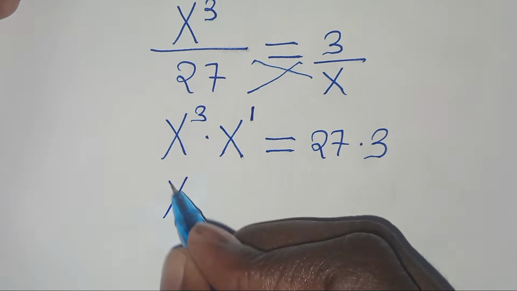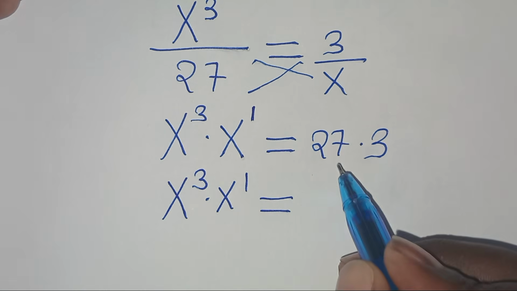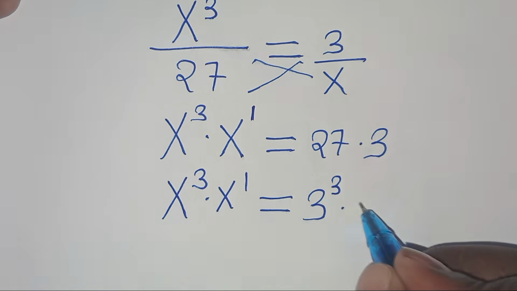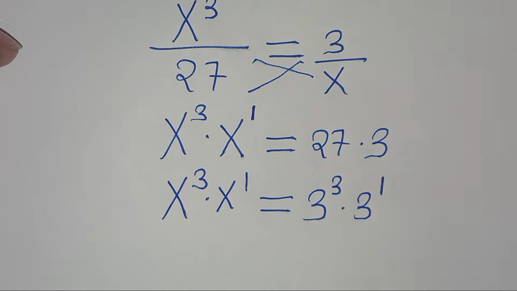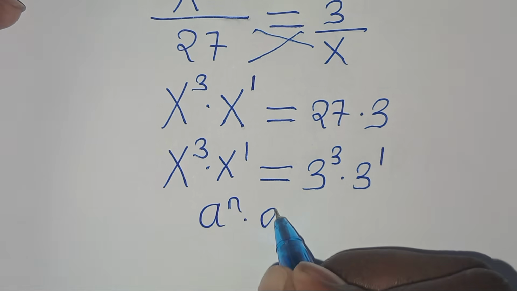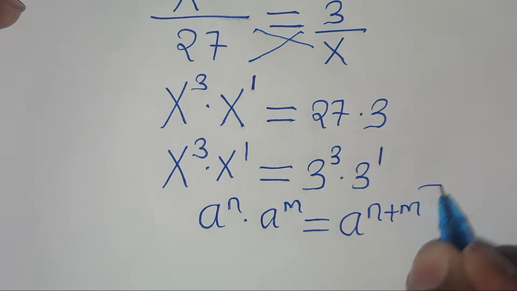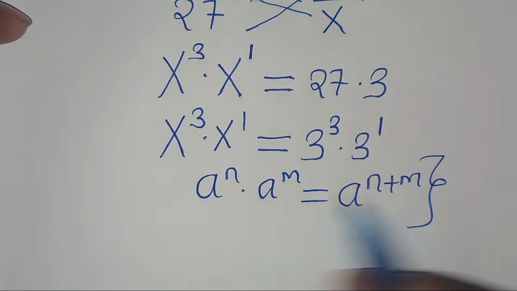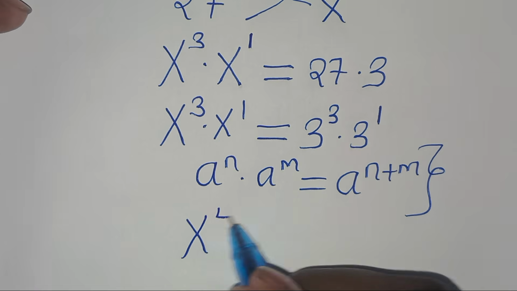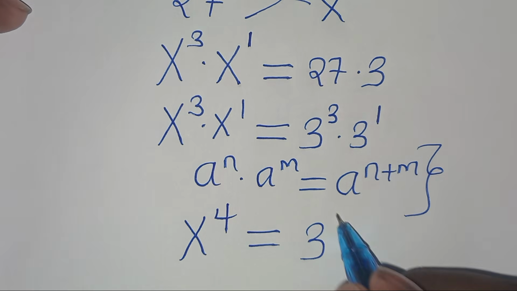So this is x to the power of 3 multiplied by x to the power of 1. This is equal to 27, which is 3 to the power of 3, multiplied by 3 raised to the power of 1. Now this is in the form of a to the power of n multiplied by a to the power of m, which can be expressed as a to the power of n plus m. Applying this exponent property, then we have x to the power of 3 plus 1, which is 4, equal to 3 to the power of 3 plus 1, which is 4.